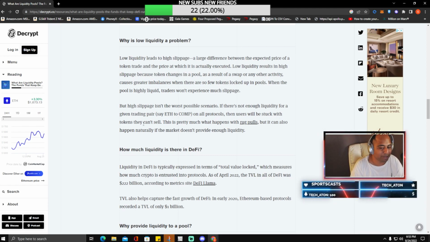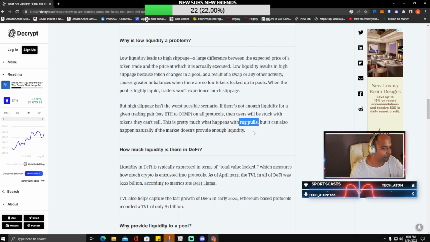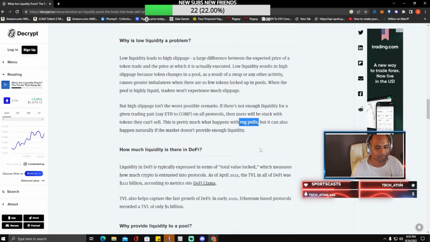This is pretty much what happens with the word, and I'm not going to say the word, but it can also happen naturally if the market does not provide enough liquidity. So this whole thing that in your mind is a rug pull, it's not happening. Rug pull is not happening. Remember, the market is super bearish and the team is still developing the game. They're doing their job. We don't know what's going on.